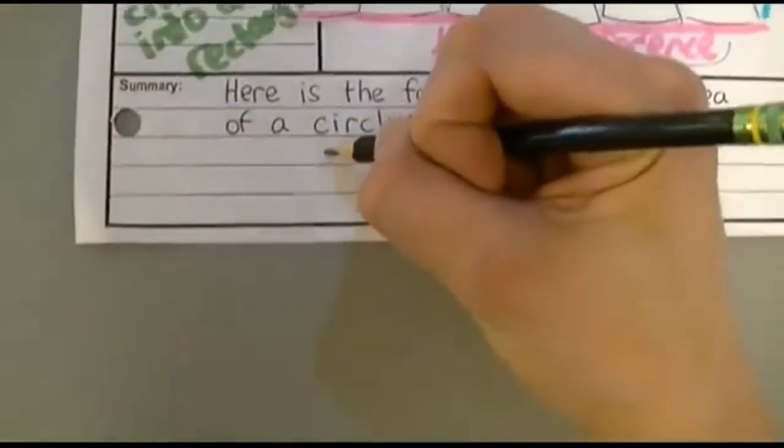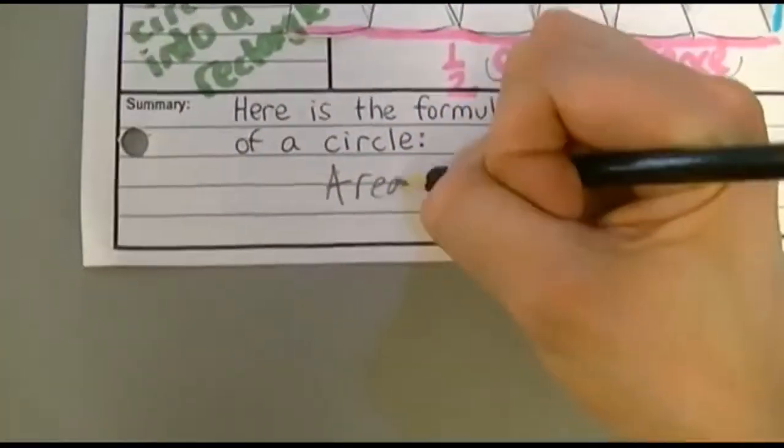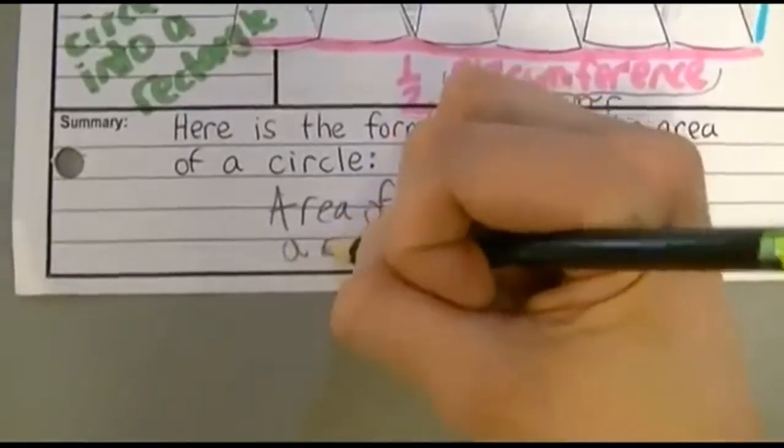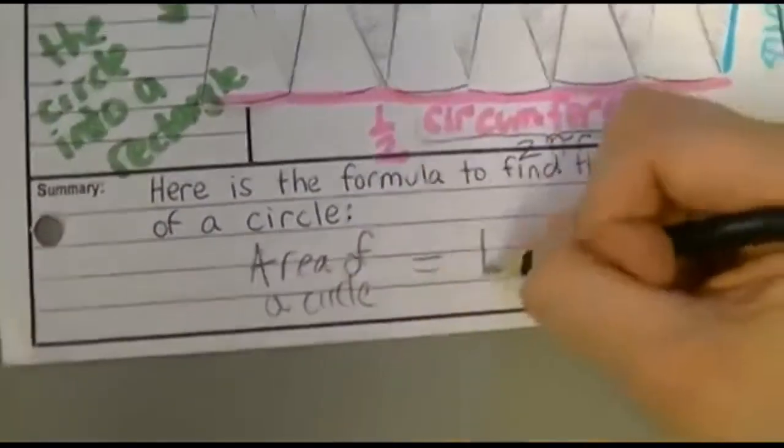So down here, here's the area of the circle. This is what you have to memorize. But that is how we got it: pi times radius squared, okay?